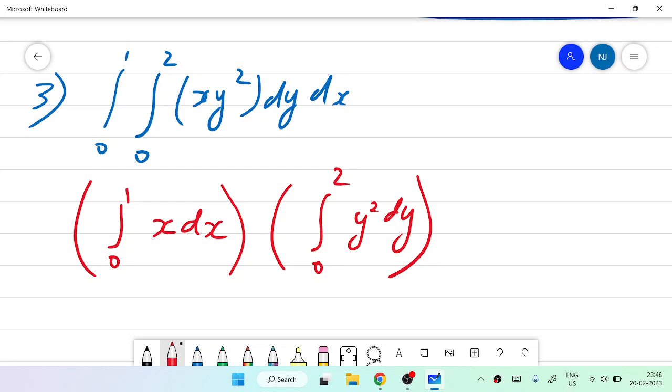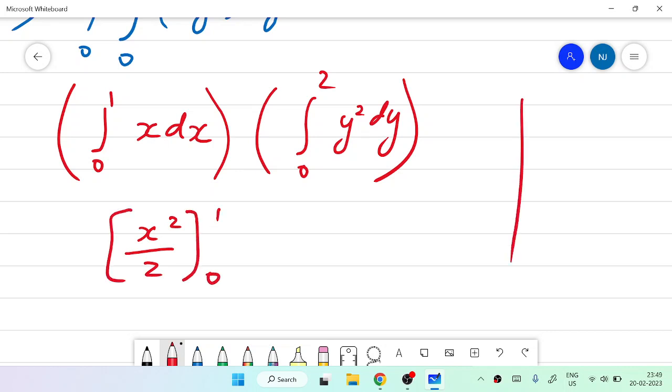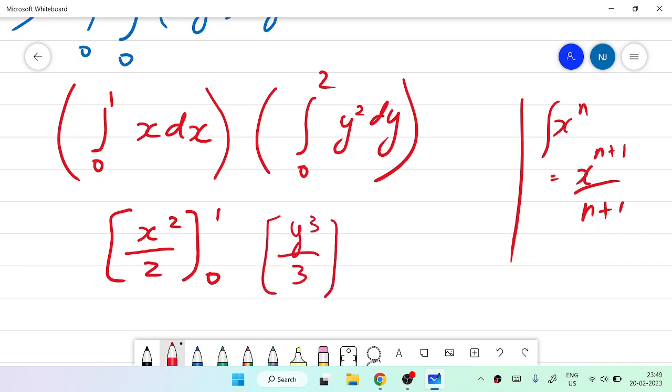This is another term. If you integrate x dx, you will get x squared by 2, with the limits 0 to 1. There is a formula: if you integrate x power n, you will get x power n plus 1 by n plus 1. Likewise, if you integrate x power 1, you get x squared by 2, that is x power 1 plus 1 by 1 plus 1. Then these two are in multiplication. For y square, y cube by 3 will come, with the limits 0 to 2.